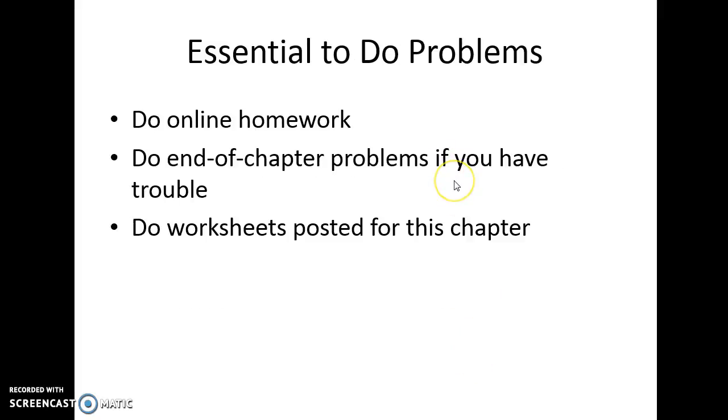Remember, it's essential to do problems. Do the online homework. You've got to earn your points. Then do the end of chapter problems if you're still having trouble, and come get help at the tutor center or in my office. Bring your work. After doing the online homework system, you ought to do the worksheets, because the problems are mixed up, and they're problems that I've worked out, so they're like problems that would be on the test. Good luck.